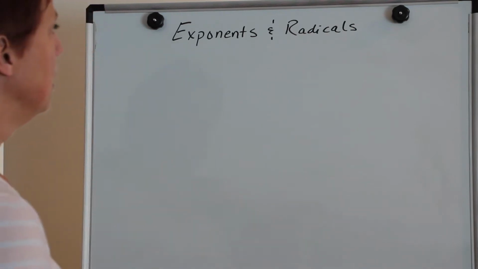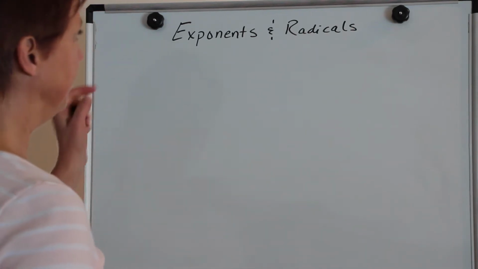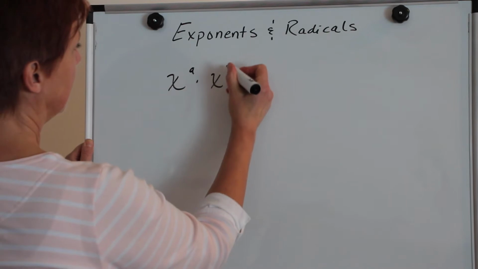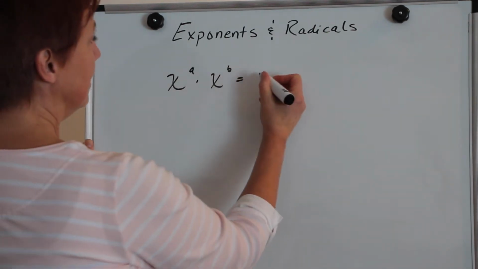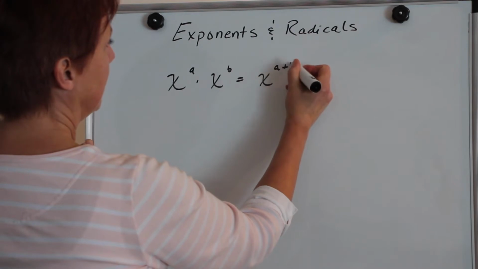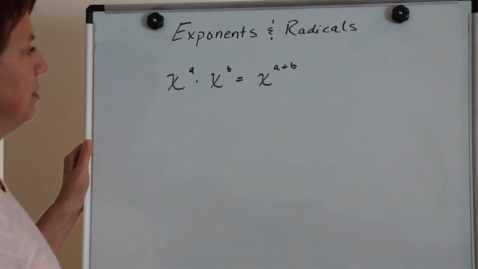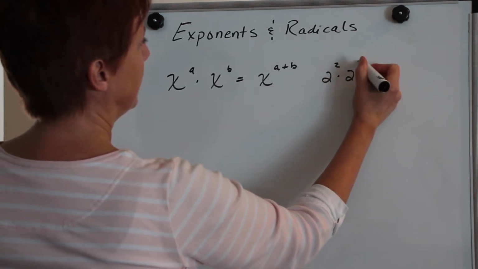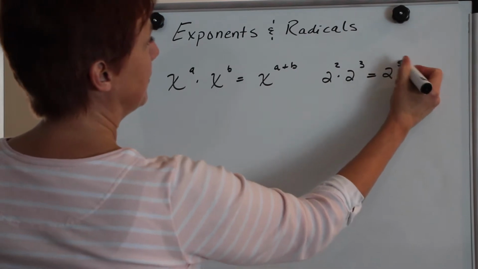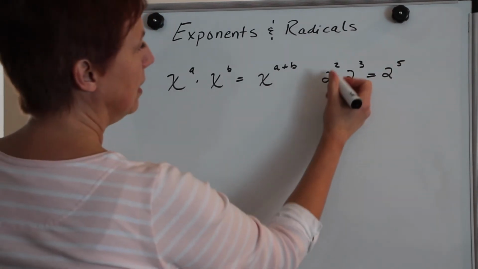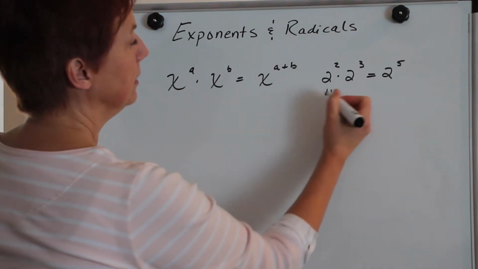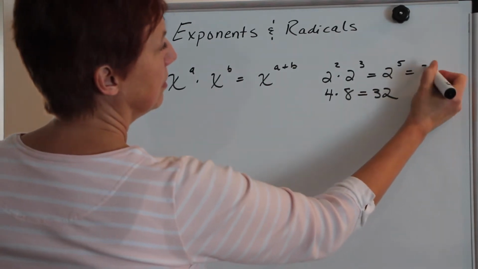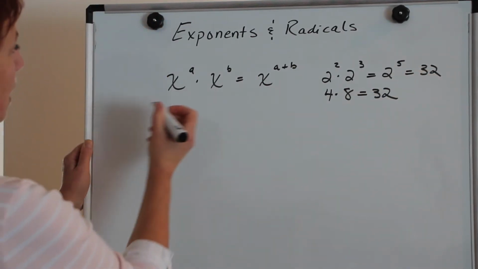So let's get started. First of all, let's talk about the exponent laws. If we have x to the power of a times x to the power of b, that simplifies to x to the power of a plus b. Okay, so I'm going to do examples as I go on with numbers here. So 2 to the power of 2 times 2 to the power of 3 is equal to 2 to the power of 5. To prove it, 2 squared we know is 4, 2 cubed we know is 8, that gives us 32, and 2 to the 5 is 32, okay?